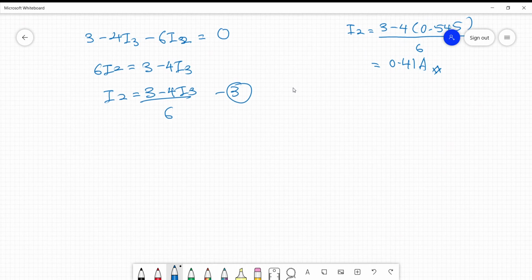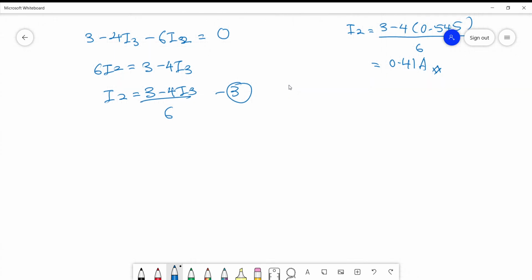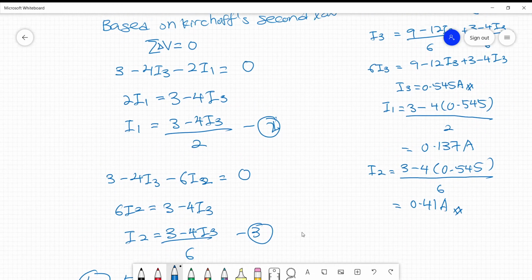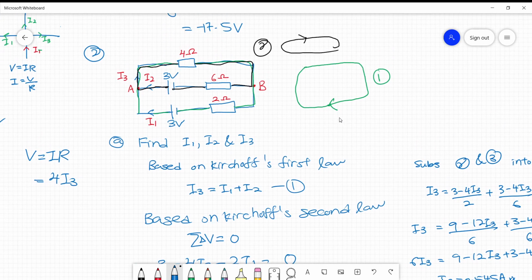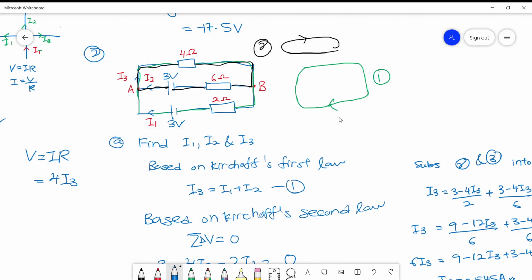Okay, as for part B, the question is asking for the potential difference across point A and point B. So I consider this one as VAB. Potential difference across A and B.